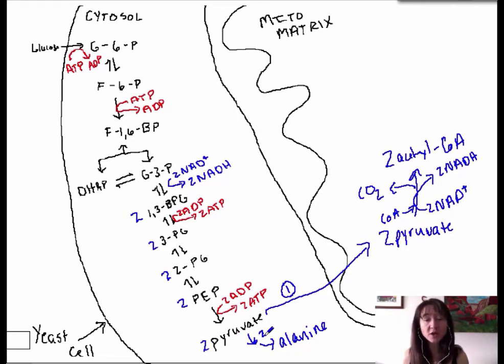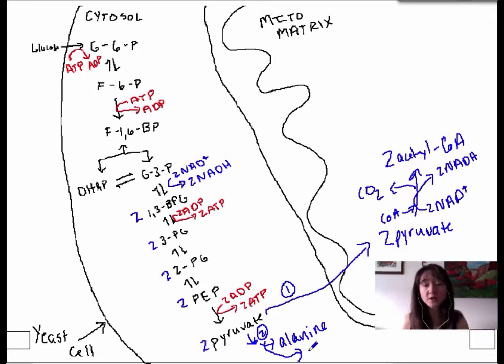So fate number two, I'm going to draw in here that this is two, indicates that pyruvate could be used as a precursor metabolite or a Lego to build bigger things.